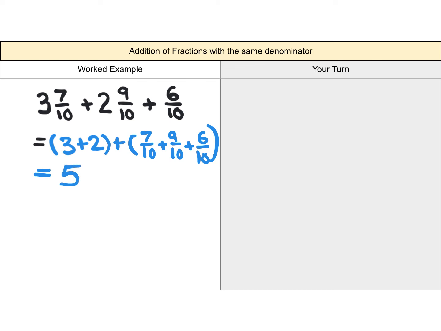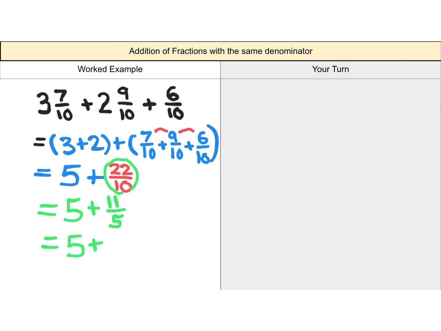That's going to give me 5 plus 7 plus 9 is 16. 16 plus 6 is 22. The denominator is 10. But this number can be reduced. So I need to change this to 5 plus 11 fifths. Next, I'm going to change that to a mixed fraction, so that becomes 2 and 1/5. And finally, my answer becomes 7 and 1/5.